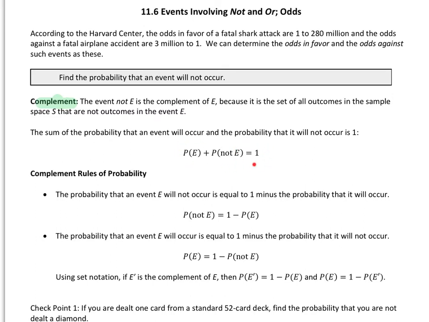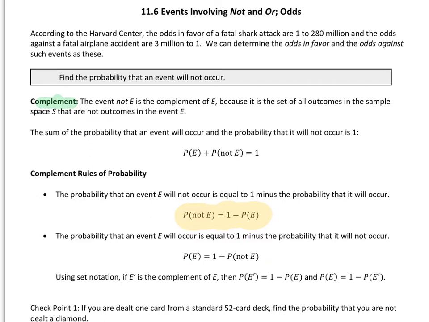We can play around with this formula to talk about the complement rule of probability. The probability that an event E will not occur is equal to 1 minus the probability that it will occur. This is a very important piece right here, okay? We simply take 1 minus the probability of an event occurring, and vice versa. If I wanted to know the probability of an event occurring, but I know the probability of it not occurring, I could use this formula here, okay?